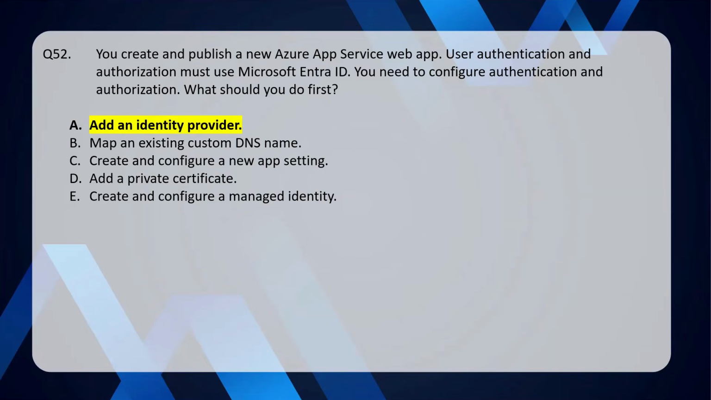Mapping an existing custom domain name is only needed if you want your web app to use a custom domain. App settings may be needed later for secrets or environment variables. Certificates are only required for SSL or TLS and for certain secure communication scenarios. And managed identities are for resource-to-resource authentication within Azure, not for authenticating users of your app.